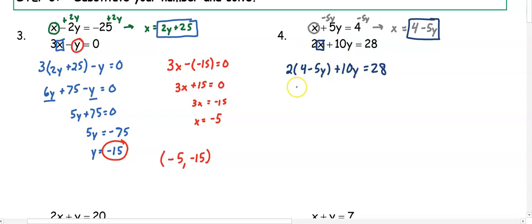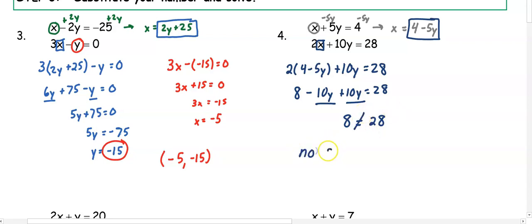When I distribute, I get 8 minus 10y plus 10y equals 28. Combine like terms, negative 10y and positive 10y becomes 0, so we just have 8 equals 28. So this is one of our special cases. Remember that 8 does not equal 28, so this is an example of a no solution. Remember when your variables cancel out, that's a no solution, and then we just stop. We don't have to go back and get the other variable. It's one of our special cases.